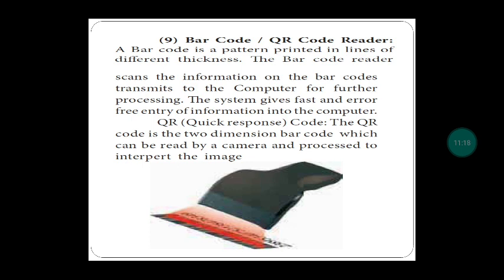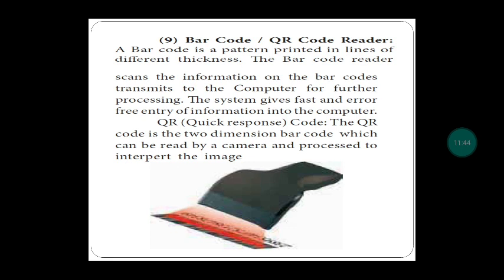And next one is QR code, that is quick response code. This consists of a two-dimensional barcode. If we scan that code, we can get all the data of the particular thing. In your book also, they have used QR code. By scanning that QR code, you will get updated data.